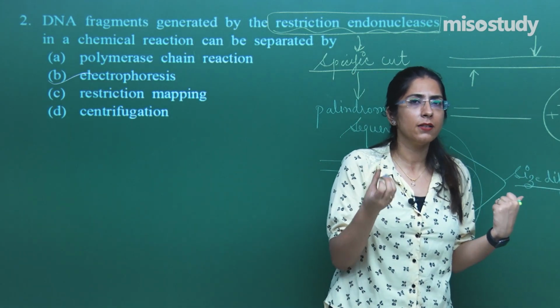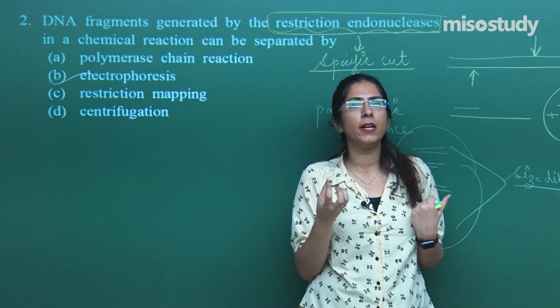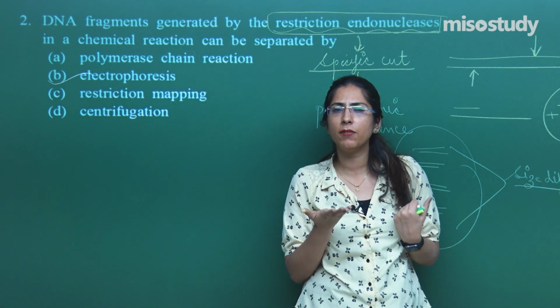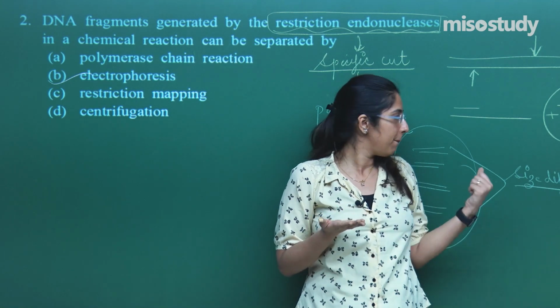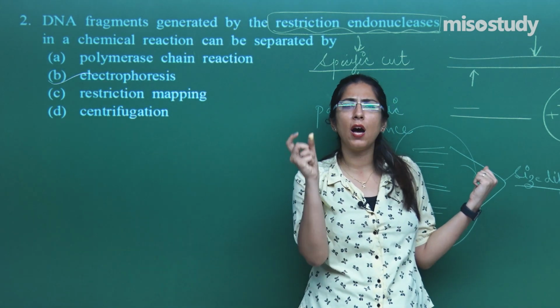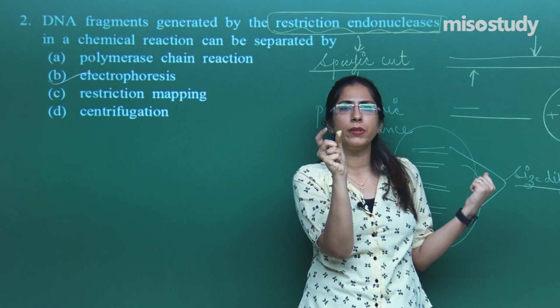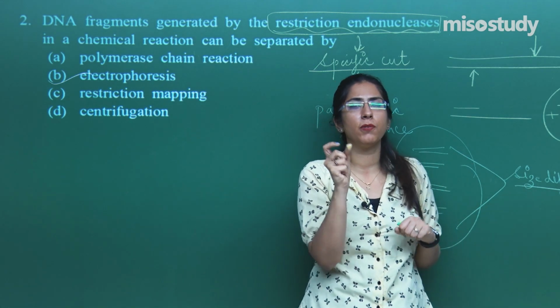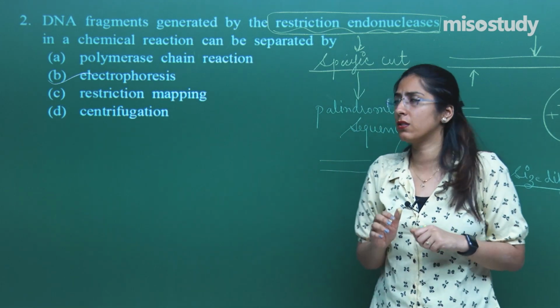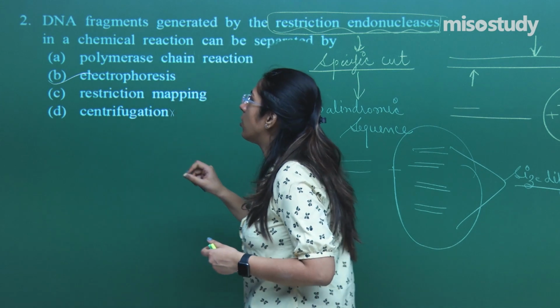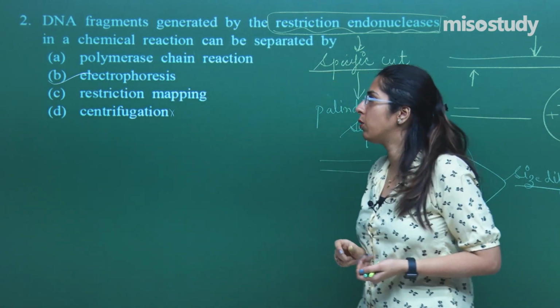It is also difficult for us to separate DNA, though we can separate DNA with the help of the centrifugation process, but these restriction fragments are very small nucleotide sequences, and the separation of this with the help of centrifugation is a very tedious process. It's next to impossible, so this one is the wrong option. So, the correct option for question number 2 is B.